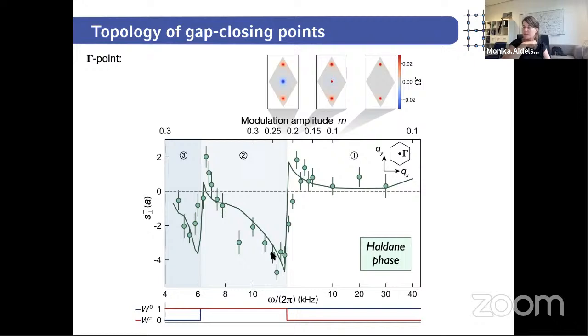But we made sure, using these band mapping techniques and measuring the fraction of atoms that is excited to the second band, or to the first excited band, to adapt the value of the force and minimize this fraction.